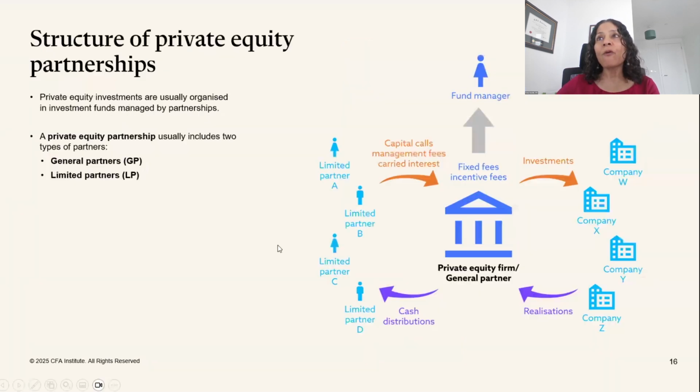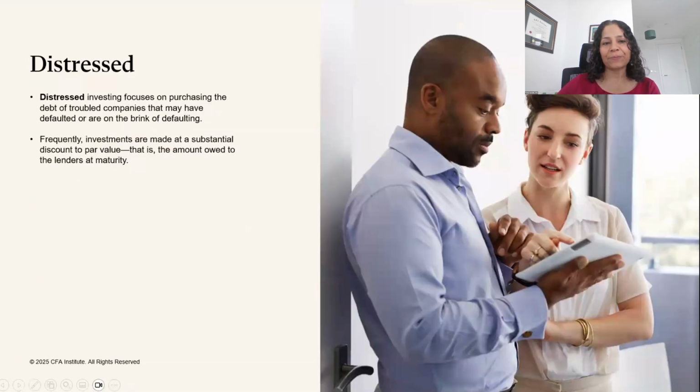Now we move to the fourth stage, which is distressed. What is distressed investing? Distressed investing focuses on purchasing the debt of troubled companies that may have defaulted or are on the brink of defaulting.